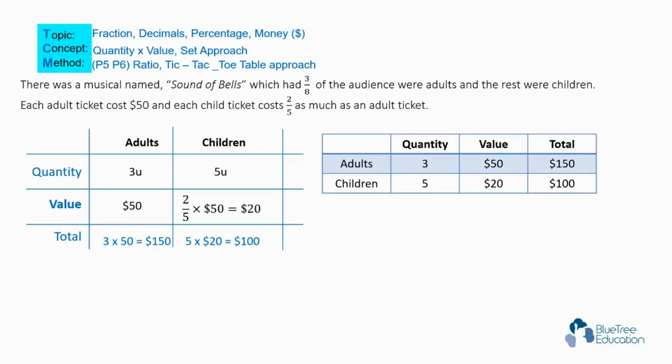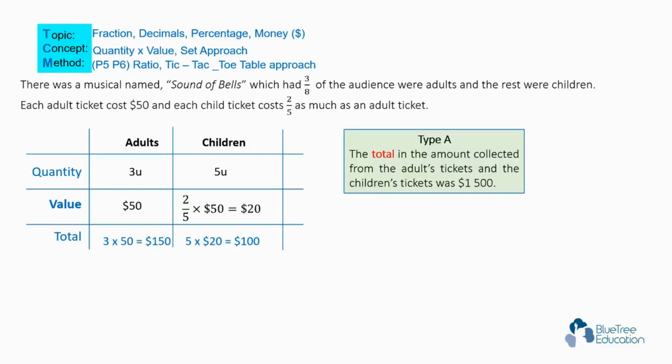Alright, type in the chat if you have been writing quantity times value in this manner, the other way. So I presented it vertically downwards. Some schools teach them to write it horizontally across. They all mean the same thing. It works, not a problem.